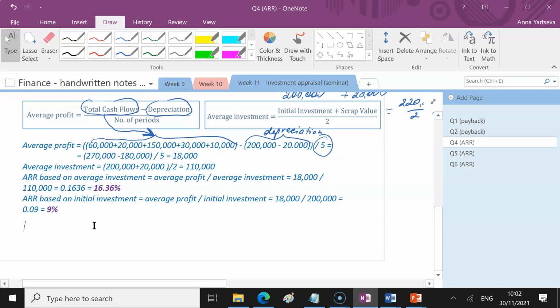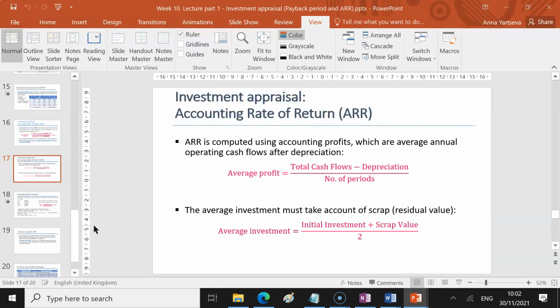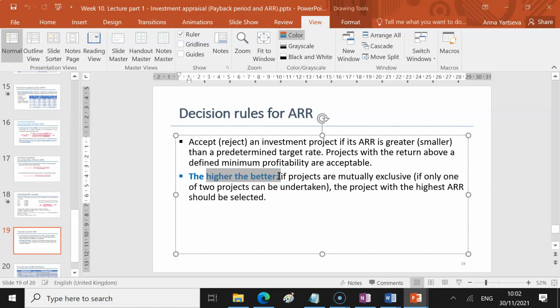And your decisions will be based on the rate of profit you expect. And here, the decision-making criteria are also rather simple. The higher, the better. The higher the accounting rate of return, the better it is. You generate higher profit. And if the projects are mutually exclusive, if you can select only one of two projects, obviously you should go for the one which generates higher profit, right? You accept all projects which generate a return higher than your predetermined rate.